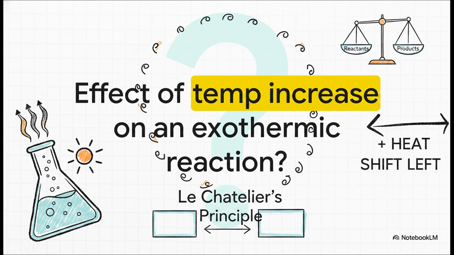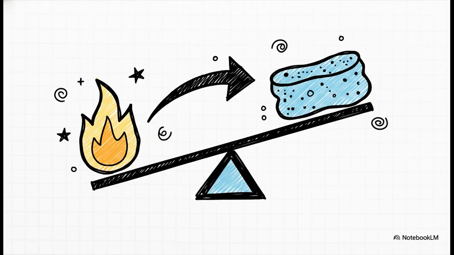Think back to the universe wanting balance. Think back to Le Chatelier's principle. If we add heat to a system, where does it go? That's exactly right. It shifts toward the endothermic direction. The system always wants to oppose the disturbance, so it shifts to the side that will absorb that extra heat.